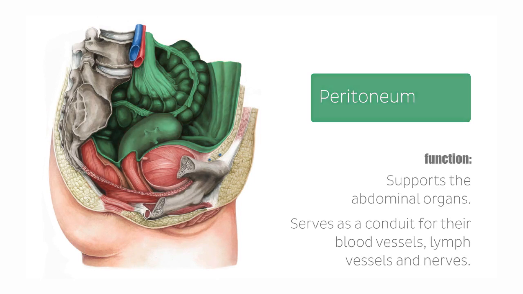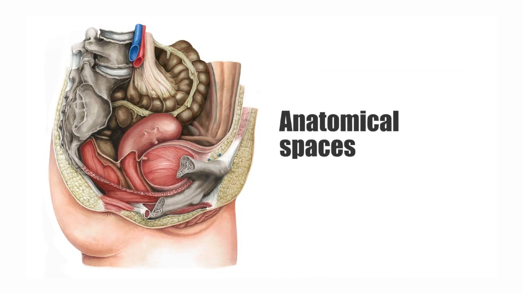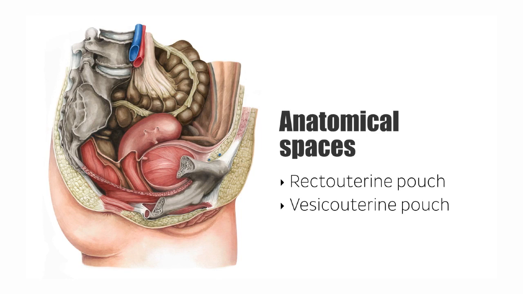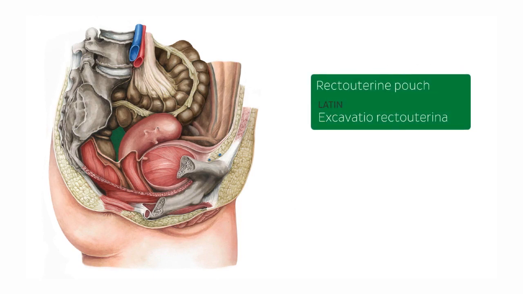We are now ready to move on to the next set of structures that are known as anatomical spaces. We're going to be covering two, specifically the rectouterine pouch and also the vesicouterine pouch. Let's start with the very first one on the list, highlighted in green. This is known as the rectouterine pouch. The rectouterine pouch is the extension of the peritoneal cavity between the rectum and the posterior wall of the uterus in the female human body.